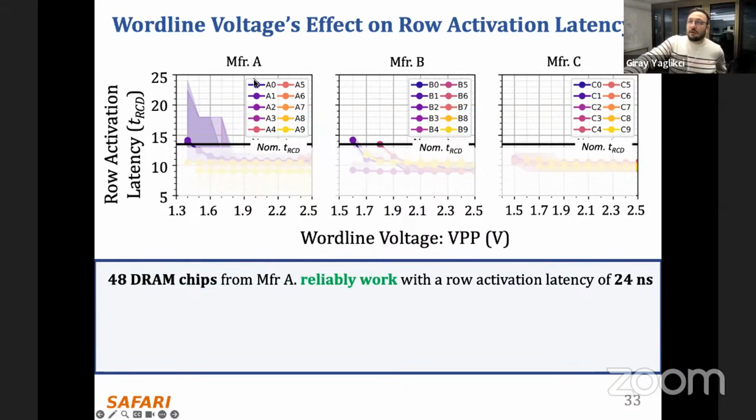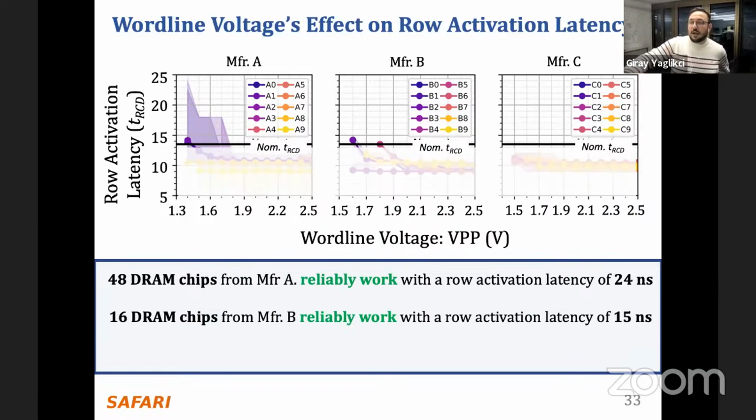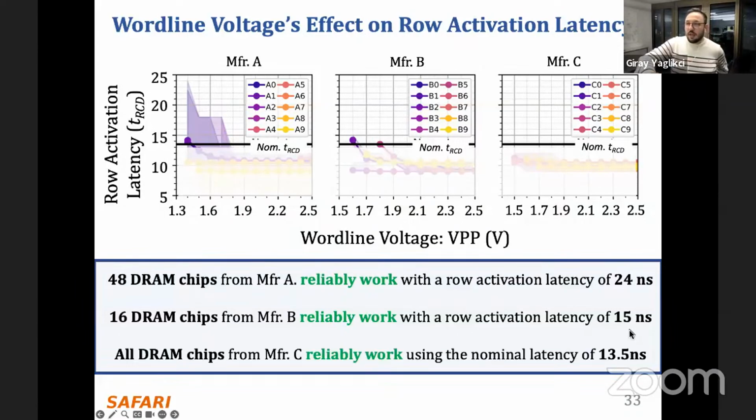But for chips from manufacturer A and manufacturer B, some chips require an increase in the nominal tRCD, or the row activation latency value. So we have 48 DRAM chips from manufacturer A that reliably work with a row activation latency of 24 nanoseconds around here. So if you increase to 24 nanoseconds from 13.5, they work. And from manufacturer B, 16 DRAM chips can work at a row activation latency of 15 nanoseconds. This is a relatively smaller change. And all DRAM chips from all manufacturers see reliable operation.